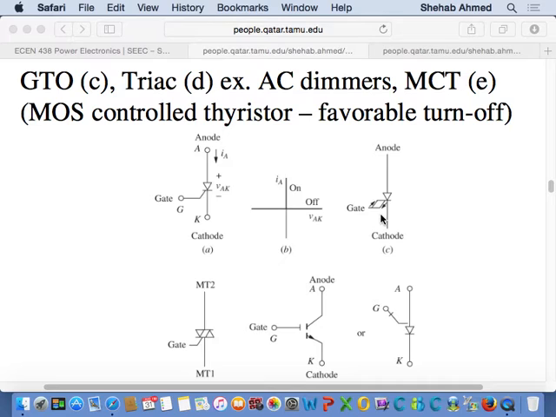So you see the differences and the progress. Of course, these are more expensive. The MCTs are more expensive. The thyristors are dirt cheap, right? Depends on your circuit, right? It depends on the circuit.